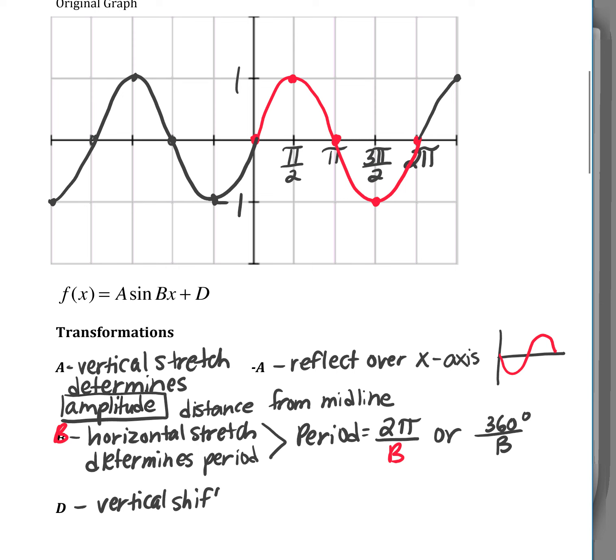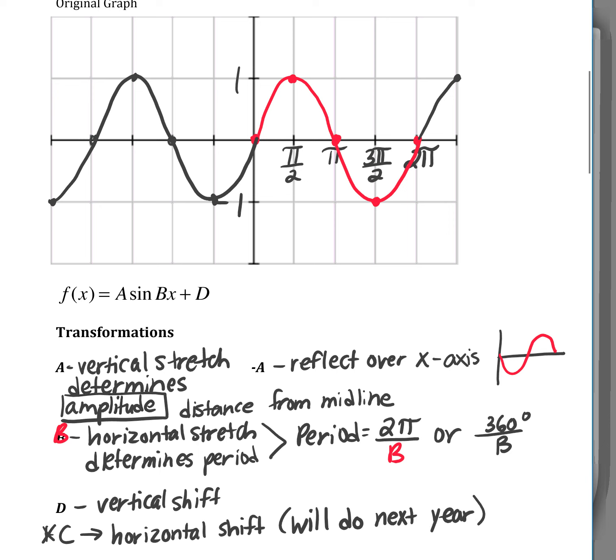We are skipping over C. C is our horizontal shift or translation, which you are definitely comfortable with from this year, but it adds an extra element of challenge to these graphs. So we're going to get the basics of the graph without adding that part in, and we will do this next year. All right, so we'll take a look at some examples.